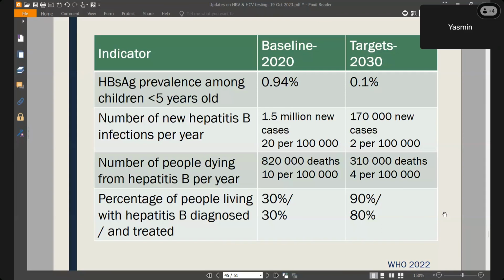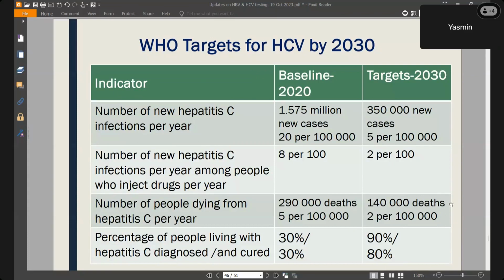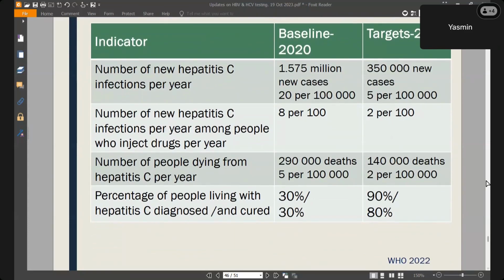Hep C, next. For Hep C, again, from 20 per 100,000 to 5 per 100,000 for new infections. Number of new Hep C infections, this is to do with illicit drug users, from 8 per 100 to 2 per 100. And then again, the importance of percentage of people living with Hep C diagnosed and cured. Of course, here with Hep C, we're talking about cure. So the percentage they hope to achieve is similar to Hep B: diagnosis from 30 to 90%, and cure from 30 to 80%.